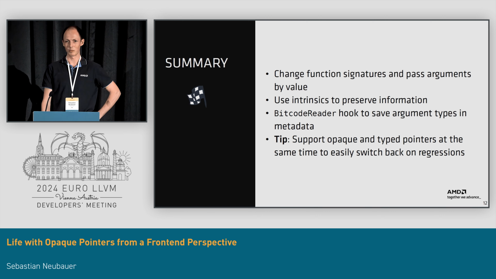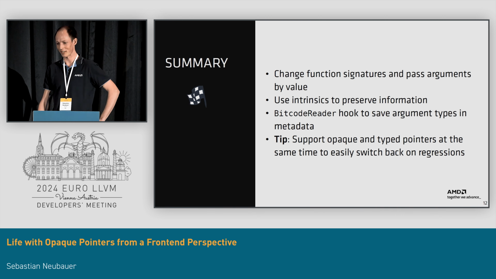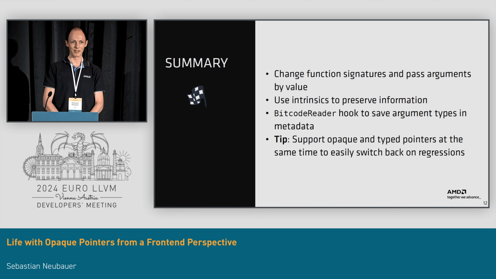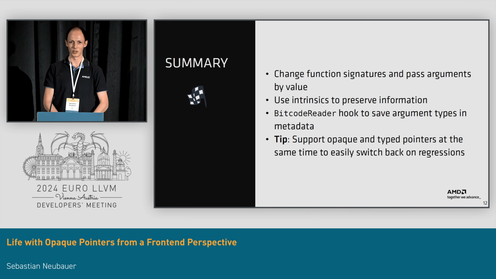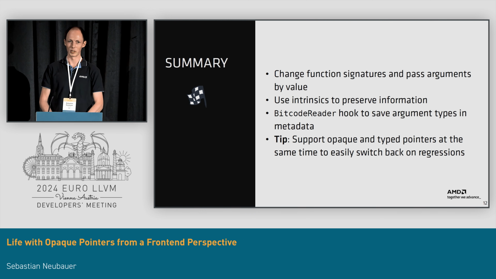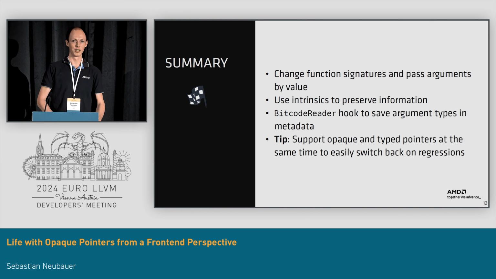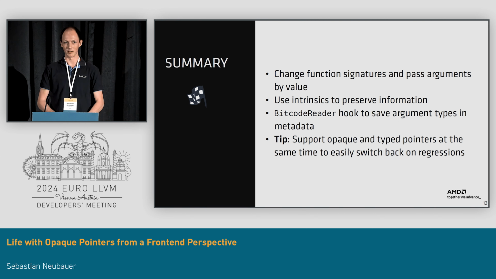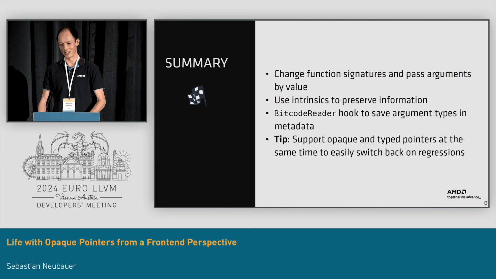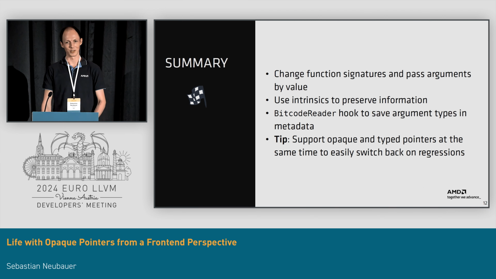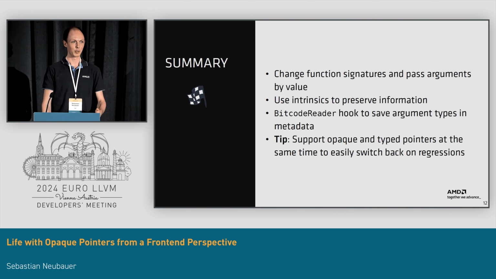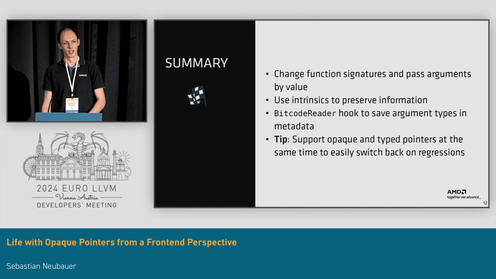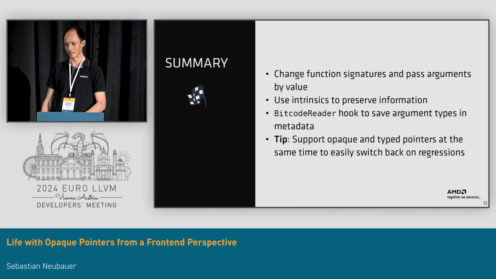Okay, summarizing, what can we do if we want to switch a frontend to opaque pointers? We can change function signatures in LLVM from passing arguments by pointer to passing them by value. We can use custom intrinsics to preserve additional information that LLVM in general would not preserve. And for DXIL, we can use a hook in the bitcode reader to save argument types in metadata. And if you ever have the need to switch something to opaque pointers, it's always useful to have the code in a state where it can support both opaque pointers and typed pointers, so that it's easy to revert and switch around in case you have any regressions.